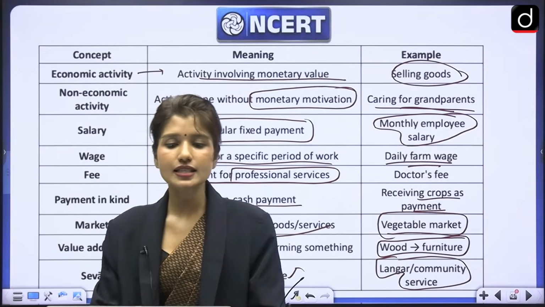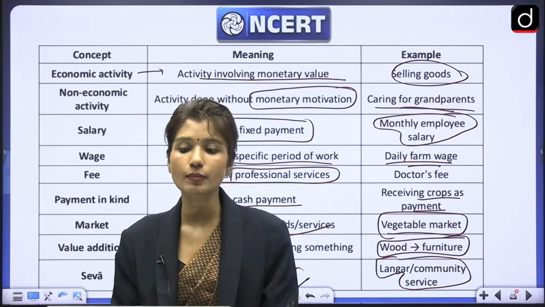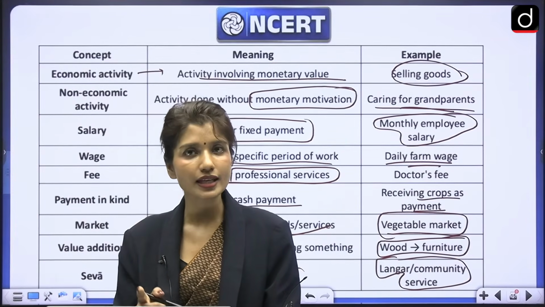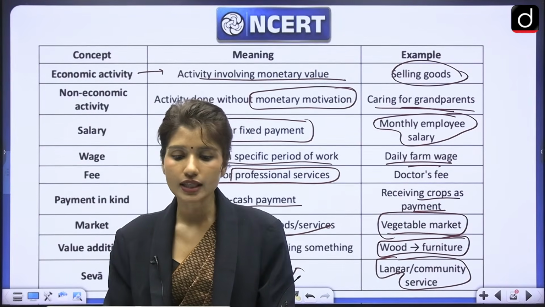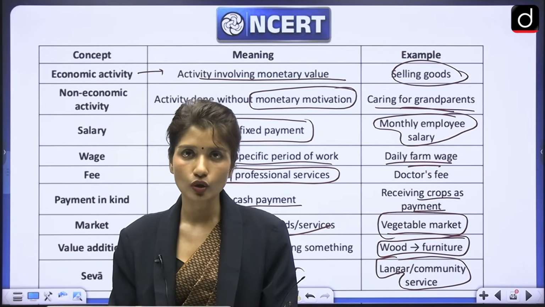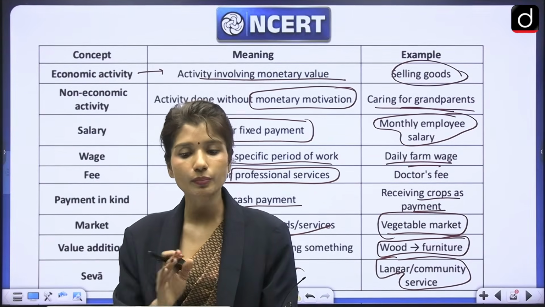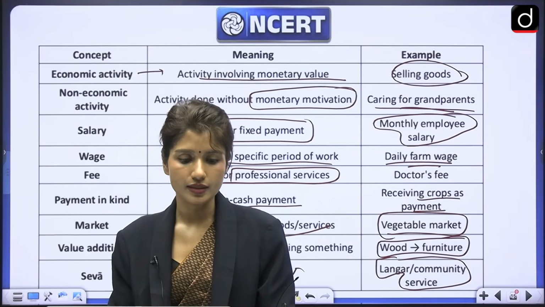Okay, next is chapter number 14, which also talks about economic activities, but it talks about the three sectors: primary sector, secondary sector, and tertiary sector. I'm sure you must have heard it. What is the difference between primary, secondary, and tertiary sector? When you talk about economic activities, what is the difference between primary, secondary, and tertiary sector? Yes.